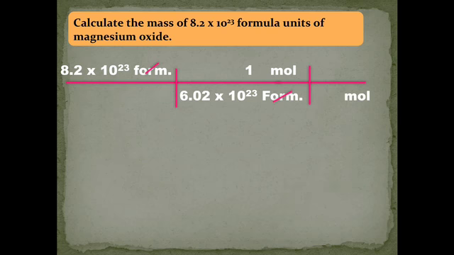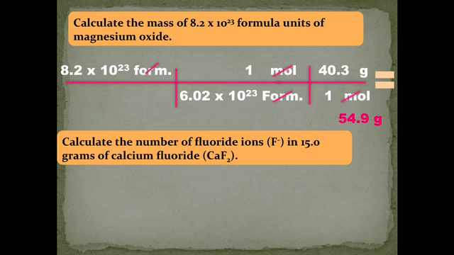Now I put moles on the bottom to get it to cancel, and I need to add up magnesium oxide, which is just MgO. So that was 40.3. My moles cancel. I can multiply across the top, divide on the bottom, and I get 54.9 grams. Let's look at one last one.